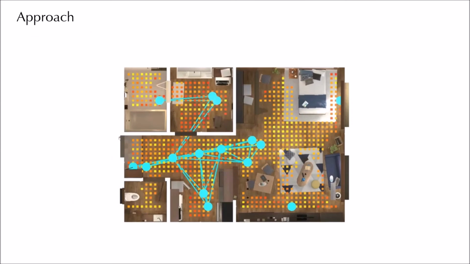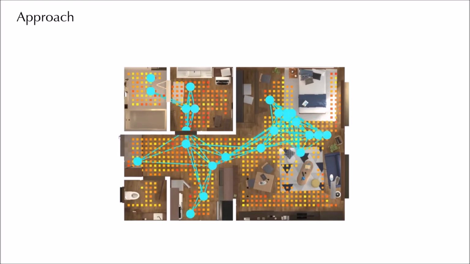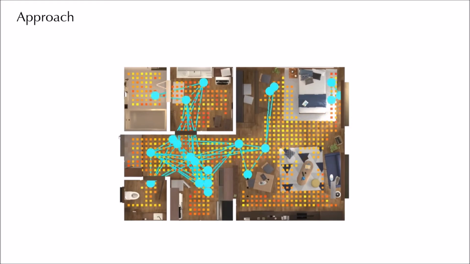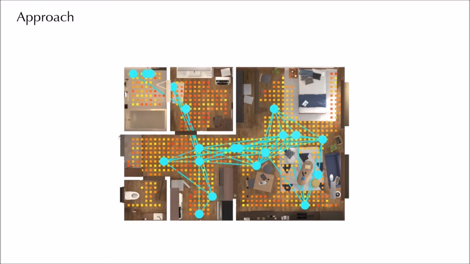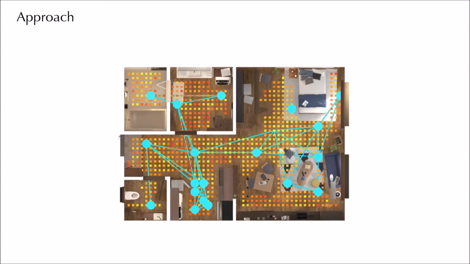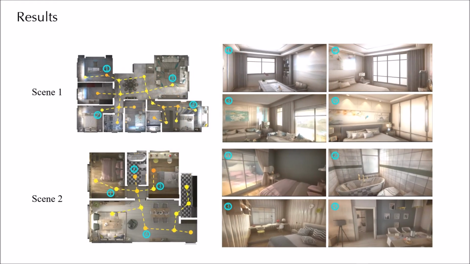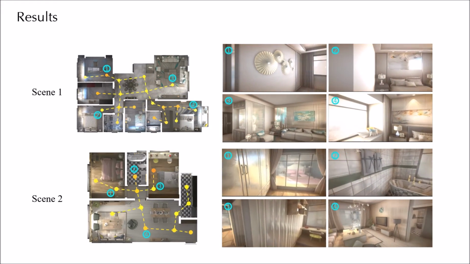Here is an example of teleport graph optimization procedure. In a teleport graph, nodes encode the selected positions and edges encode visibility between nodes. We formulate our approach as an optimization problem to search for an ideal teleport graph. We show some synthesized teleport graphs and example views at some anchor positions.